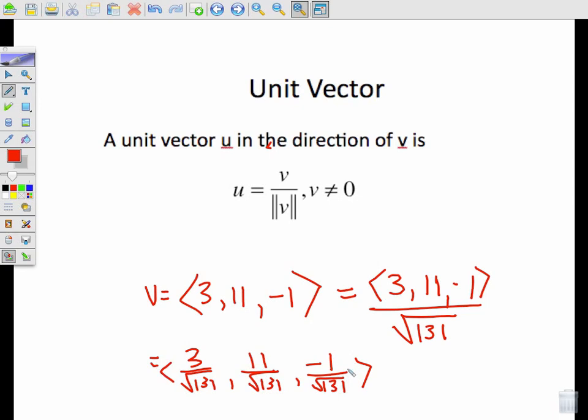Or, if I rationalize this, then this is 3 square root of 131 over 131. All of these now are going to be rationalized. 11 square root of 131 over 131. And finally, negative square root of 131 over 131. So this is the unit vector. You take the vector, you divide it by its magnitude, and then simplify.